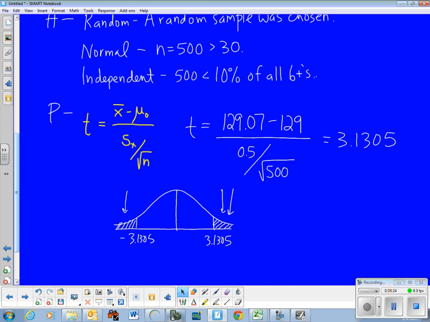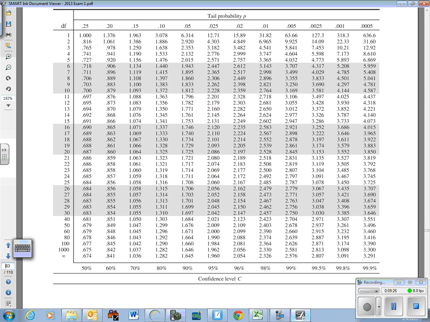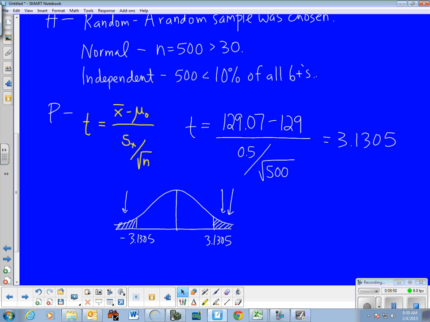This is, let's see, 3.13. This is your T table, the same one you'll have on your exam. Degrees of freedom first. We have a sample of 500. I have to go up to 100. Okay. Now, I look for my t-score, my test statistic in the chart, in that red line, it was 3.13.